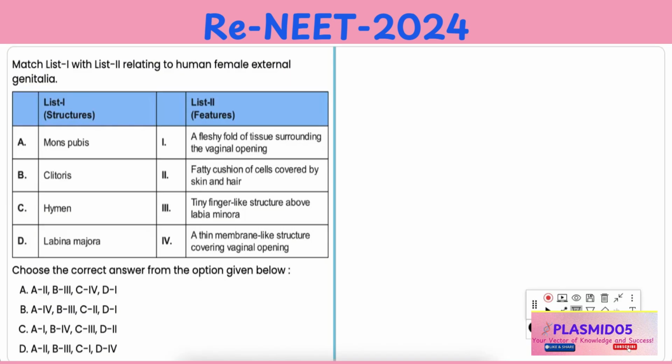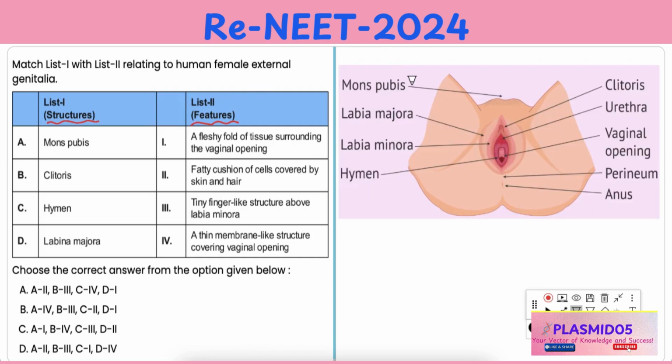In this question, you have to match the structures given in list 1 to their respective features given in list 2. Now, the mons pubis is a rounded area of the fatty tissue located over the pubic bone and is covered by skin and pubic hair. Hence, A matches with 2. Now, the clitoris is a small, sensitive structure located at the top of the vulva above the labia minora. Now, B matches with 3.